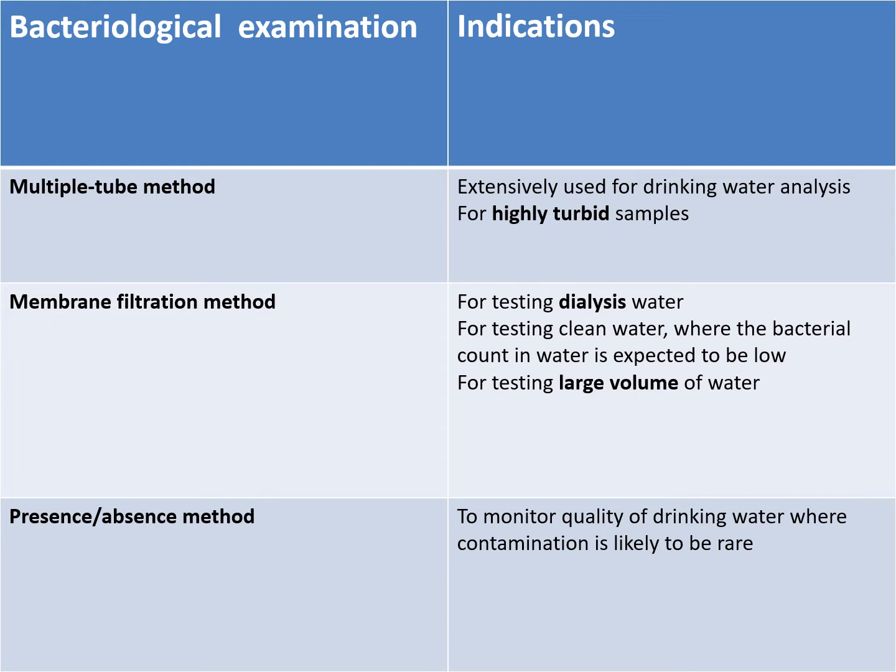for highly turbid samples. Next method is the membrane filtration method, for testing dialysis water, for testing clean water where the bacteriological count in water is expected to be low, and for testing large volumes of water. Next method is the presence or absence method, to monitor quality of drinking water where contamination is likely to be rare.